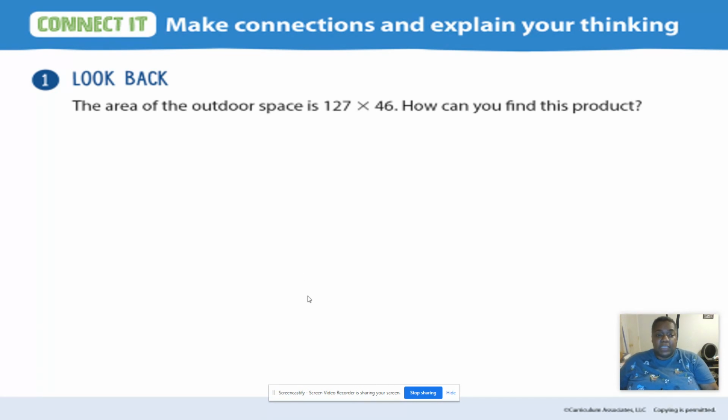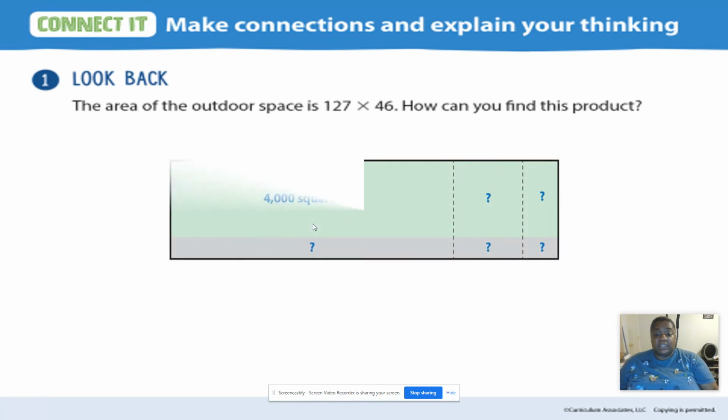Now, the whole key word in this problem is area. Okay? So when you are trying to find the area, you know that you are trying to find the length times the width. And that's where we get the 127 times the 46. So let's look at that picture that they gave us again, but let's break it down into the components to help us understand what it all means.